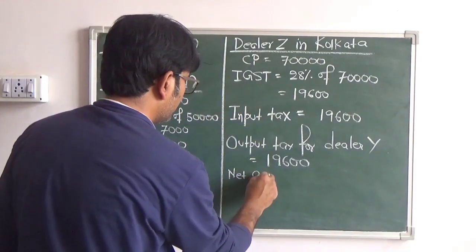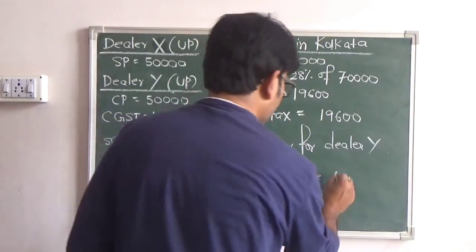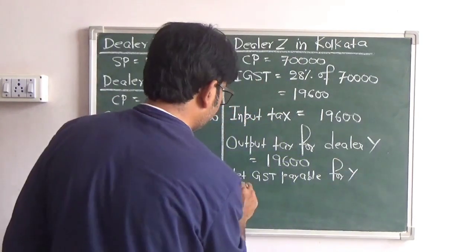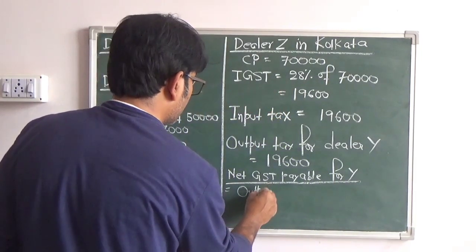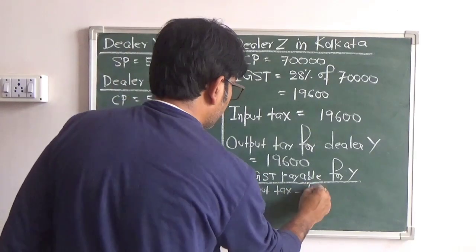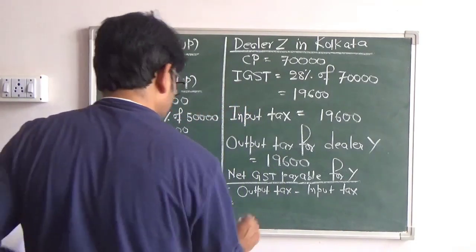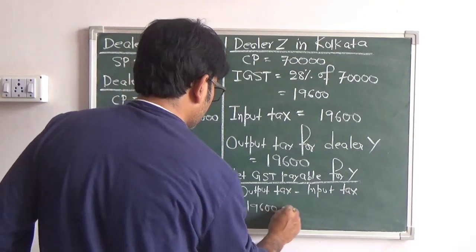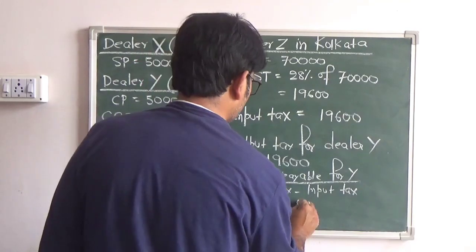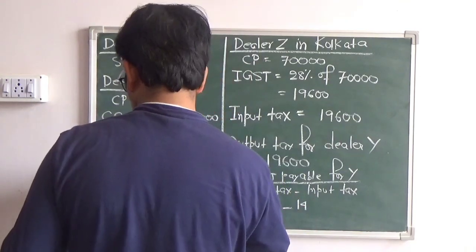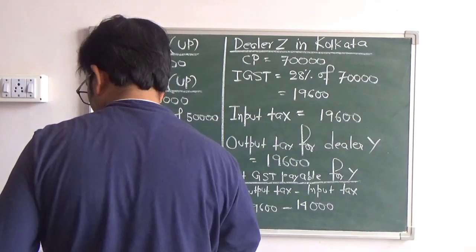Now you have to find the net GST payable by Y. So net GST payable for Y is equal to output tax minus input GST. The output is 19,600, and the input is 14,000, and that is coming to 5,600.